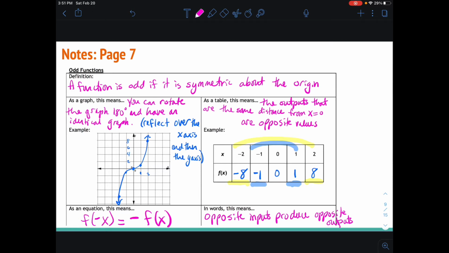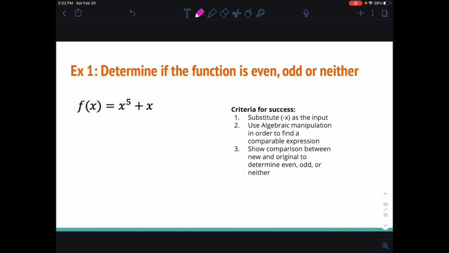Okay, so we're going to be doing some algebra here. We're going to be comparing things. So we don't always graph or have a table. We're going to look at how we can prove this algebraically. Do we have an even, an odd, or neither type of a function? Here's our criteria for success. The first thing we have to do is substitute the opposite of x as the input. Then we're going to use algebraic manipulation in order to find a comparable expression. And then the last step is to show the comparison between the new and the original to determine if it's even, odd, or neither.